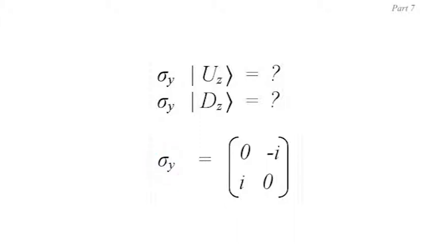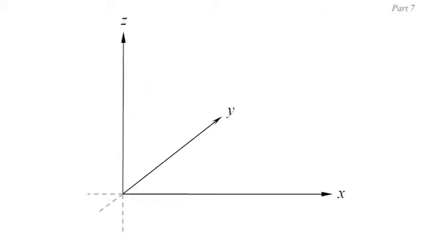Now, before we do the maths, just think about it. In some ways, there's not much difference between x and y, at least in their relationship to z. X and y are both at right angles to z, so you'd probably expect sigma y to do the same kind of thing as sigma x, which would be to flip the up to down and the down to up. Well, that's true. It does, but with a twist.